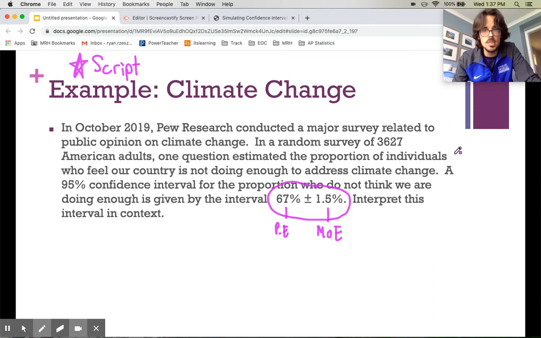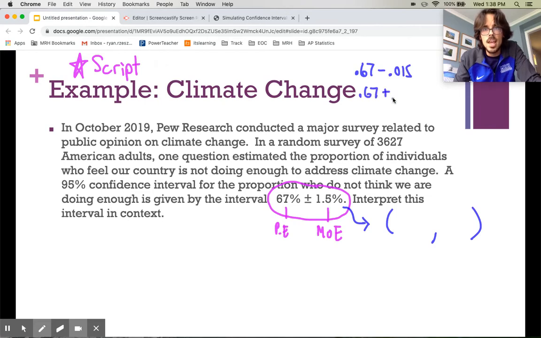So they talk to their 3,600 people and they find this interval. Now, while that is fine and good, you will usually be expected to write an interval in interval notation, like you would have learned in Algebra 2 or Pre-Calc, where you put your low number and your high number. Generally we don't like to use percentages; we like to turn them into decimals. I'm just going to take my point estimate and add and subtract my margin of error. If you do that, the low end is going to be 0.655 and the high end is going to be 0.685. So what does that mean?